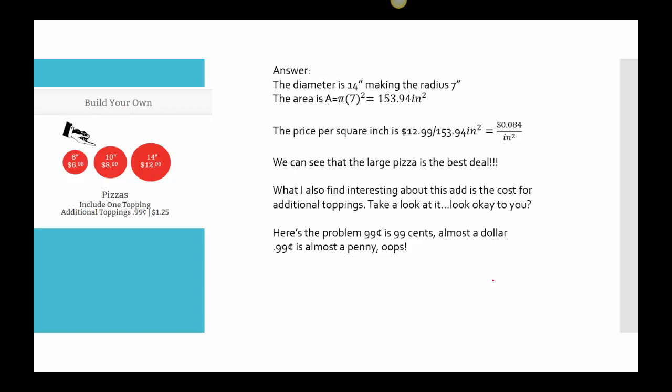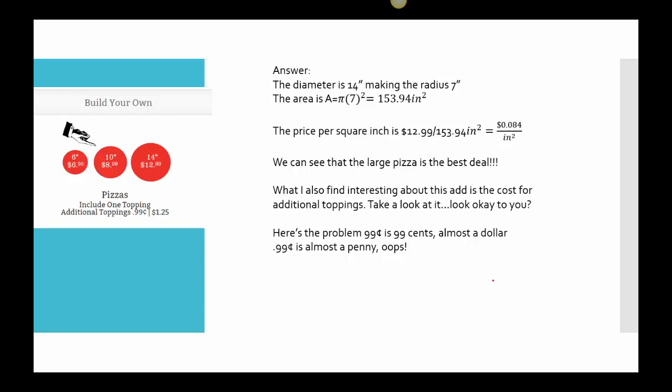All right, so let's check out what happened. 14 was our diameter. We divided by 2 to get the radius, so now that's 7. I square it, multiply by pi, and I got 153.94. So here's my area. Again, price first. My price, $12.99. My area, 153.94. When I divide, I get 0.084. And definitely we can see this is the best deal of the 3 choices.